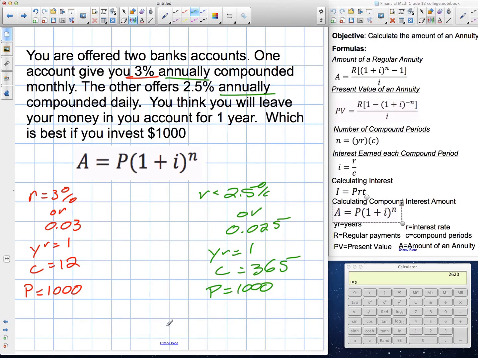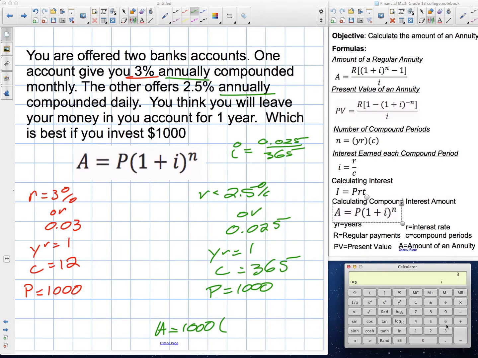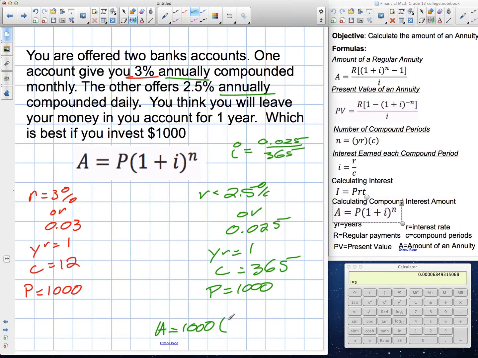So, let's calculate these. A is equal to 1,000. I messed up. We need to actually calculate I. I is the interest rate, which is 0.025, divided by 365. That is a very small number. Now, instead of writing 1 plus this, I know it's going to be 1 point, whatever this decimal is, so I'm just going to write it like that. 1 point. How many zeros are there, Nick? 4.